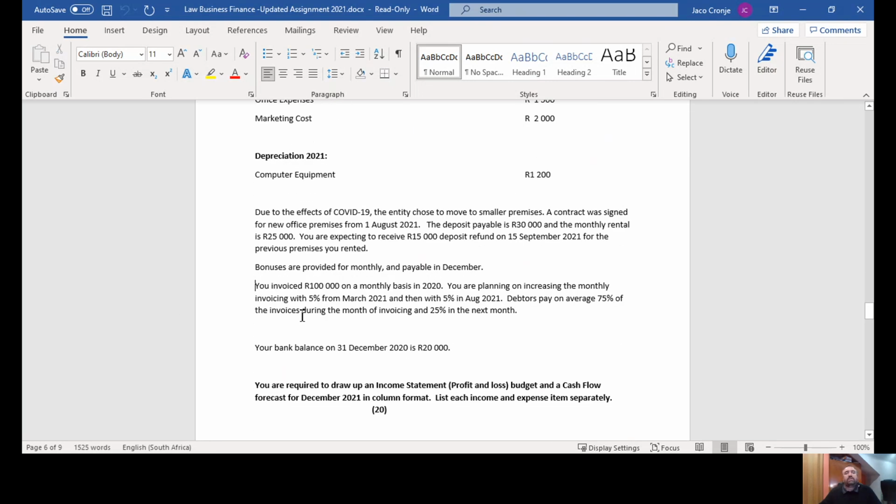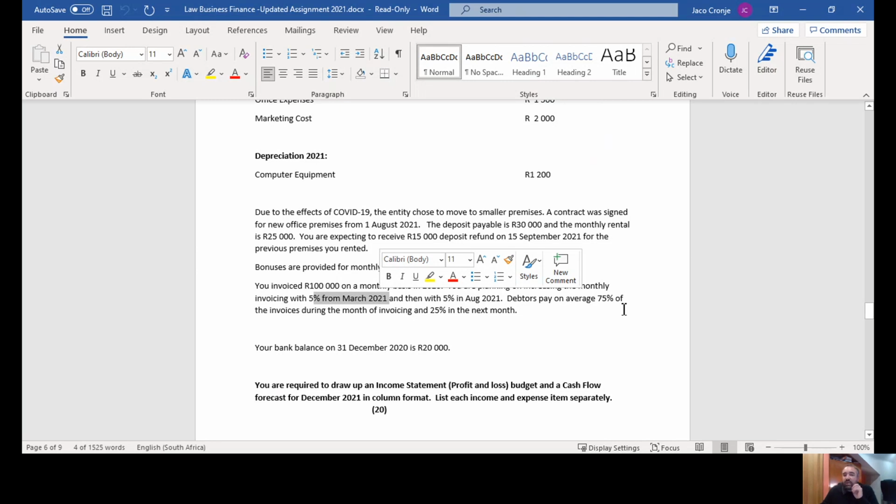Okay, and then it gets to invoicing. So we invoice 100,000 Rand on a monthly basis in 2020. You are planning to increase the monthly invoicing by 5% from March 2021. So it means we're going to start our fees on 100. From March, we're going to increase it by 5%. And then from August, we're going to increase it with another 5% on the already increased amount from March. So it's not 10% on the 100, it's an extra 5% on the amount after the March increase.